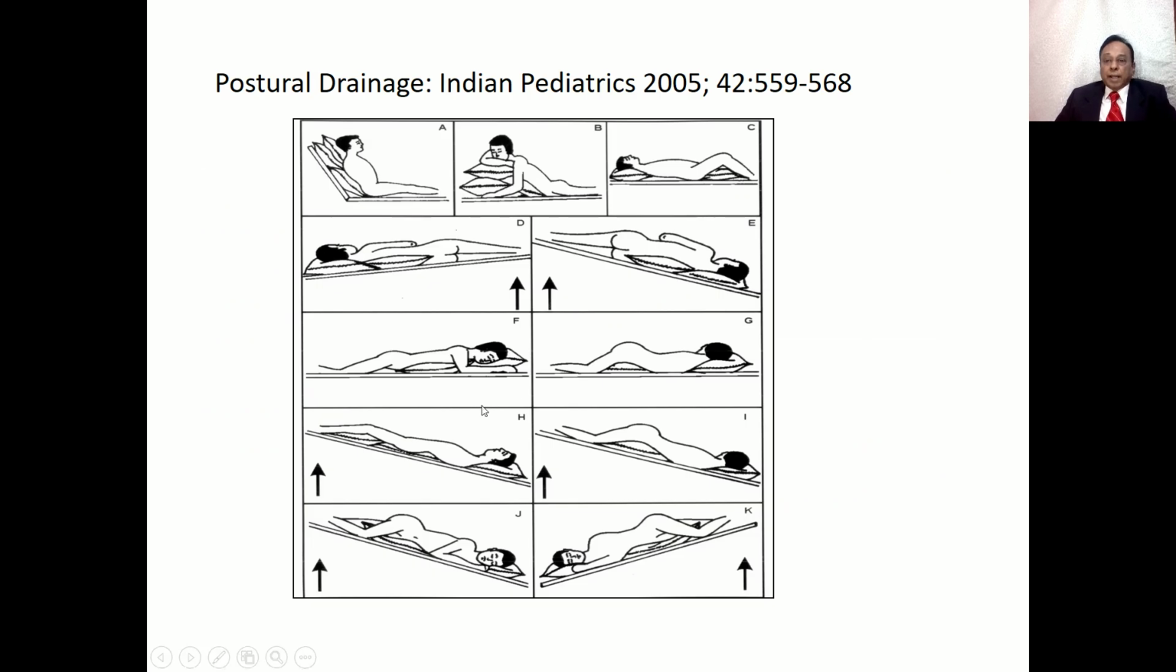Actually, there is a very nice article that appeared in Indian Pediatrics in 2005. This is a nice diagram, you can go through how various techniques can be used to drain the reference segments. We know the right upper lobe has 3 segments, the middle lobe 2 segments, and the lower lobe 5 segments. On the right side I am telling how to drain these segments, and that is the way you can go through this. For any child, this knowledge will help you.